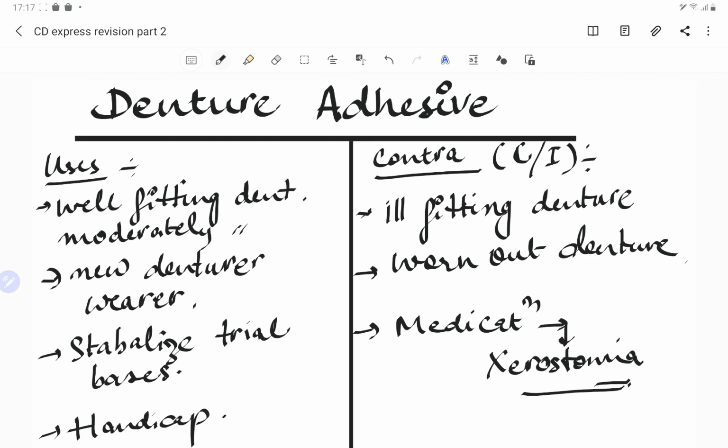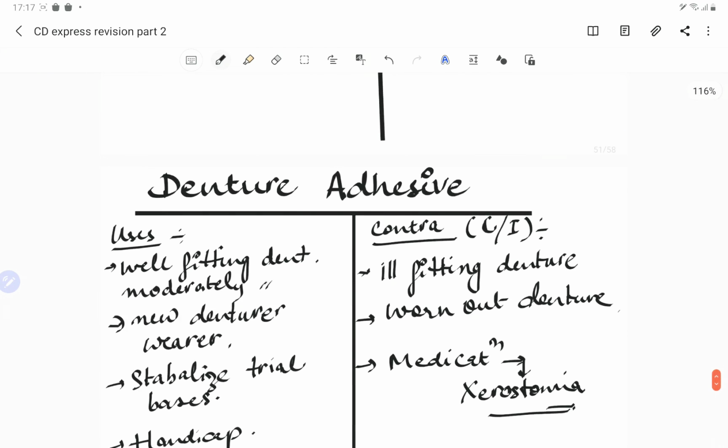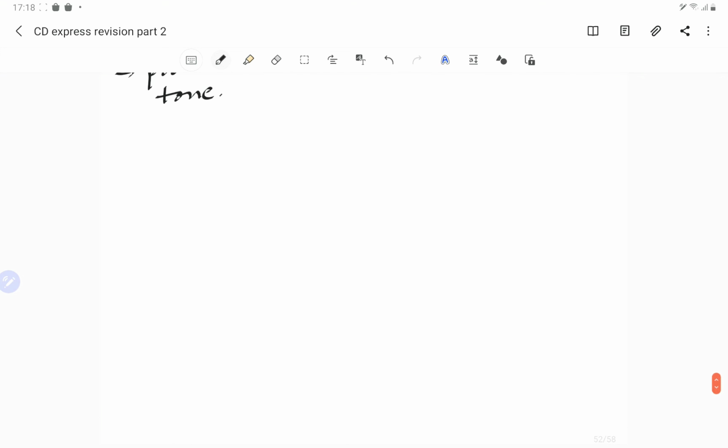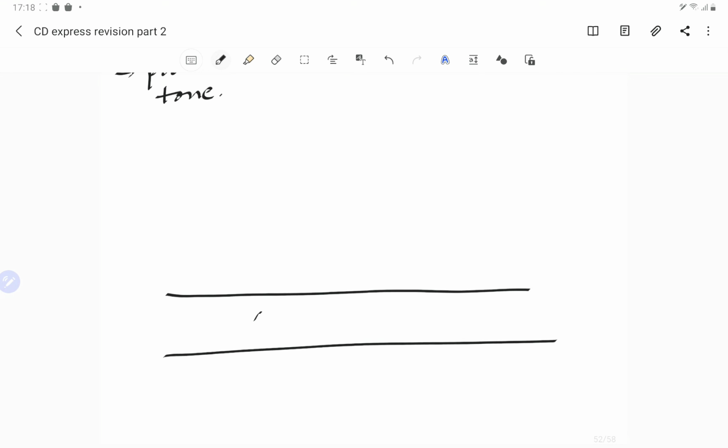So, first of all, you diagnose the xerostomia, then you know what the etiology of the xerostomia is. If it is medication induced, we cannot give denture adhesive, right. So, the denture adhesive, how does it work? The second thing is that, suppose this is a denture adhesive. What is its property? That it sticks to the tissues, right.